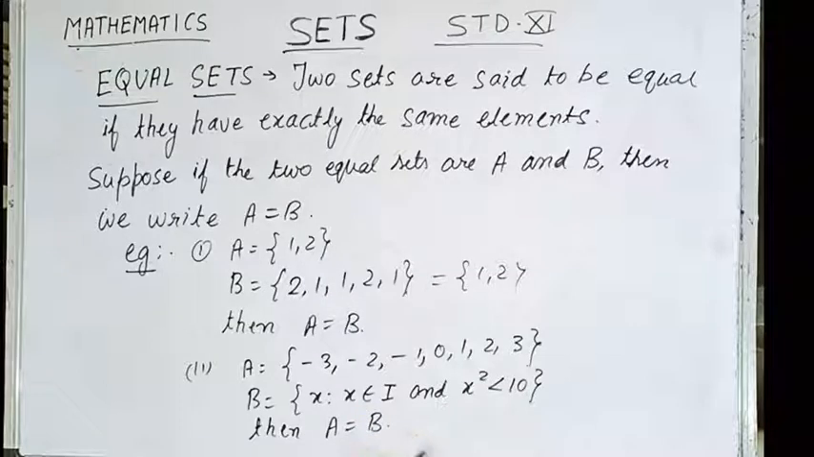Another example which I have taken is set A equals {-3, -2, -1, 0, 1, 2, 3}, that is the integers from -3 to 3. And set B equals {x such that x belongs to I, the set of integers, and x squared is less than 10}. So obviously if I square all these, the square will be coming less than 10. So this set and this set are equal, I mean the elements are exactly the same. Therefore we can write A equals B. Now when we define equal sets, let us know about the equivalent sets as well.